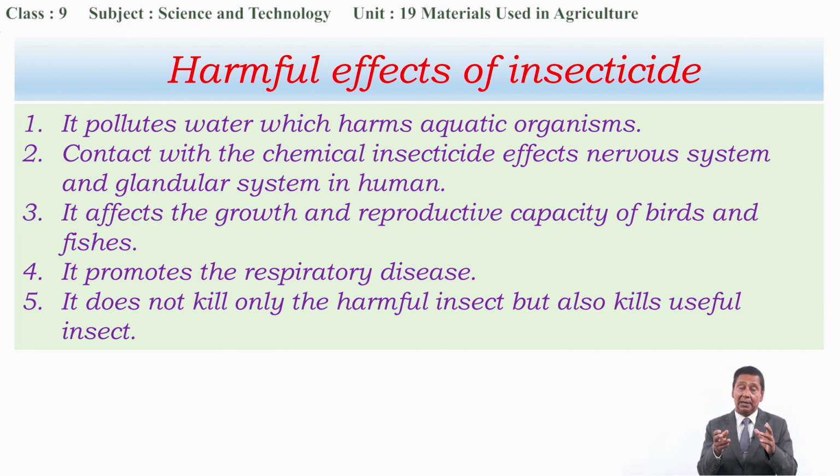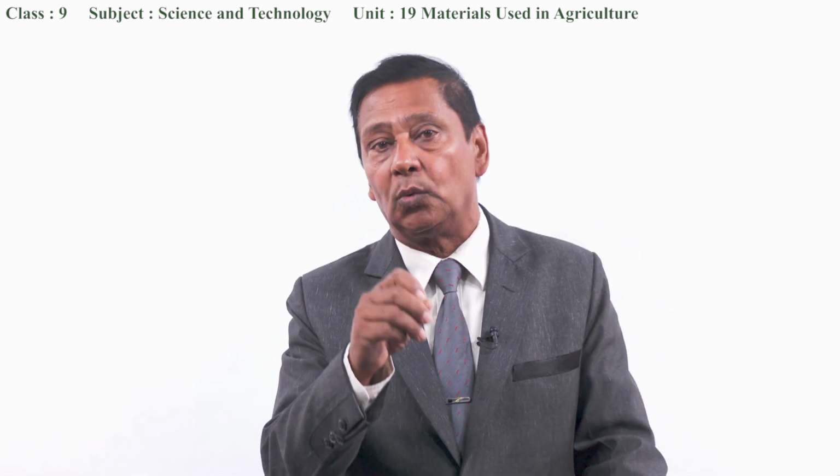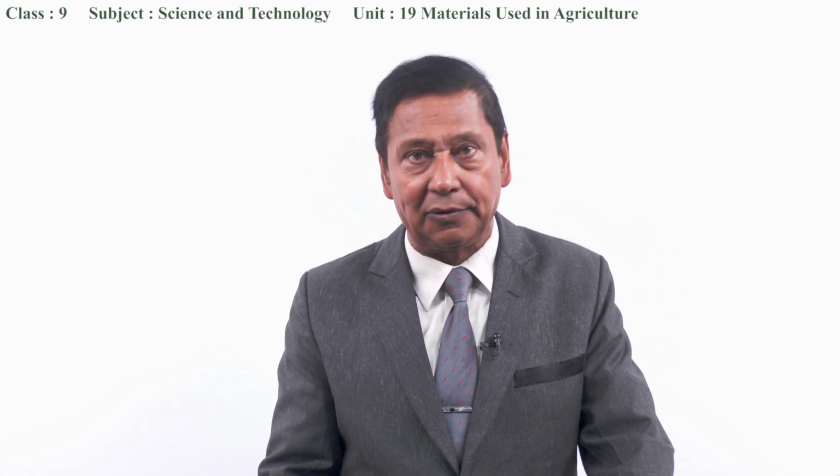Just for example, bees are necessary for pollination, but bees will be killed by the insecticide. This is its harmful effect. Okay. Now I want to tell you about the precautions which should be taken while spraying or using insecticide in the field. What are the precautions?